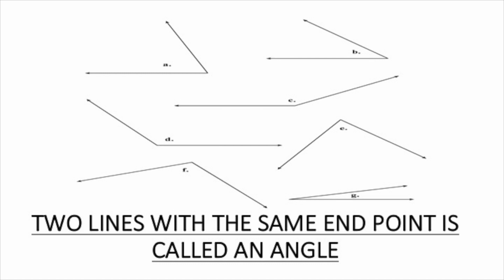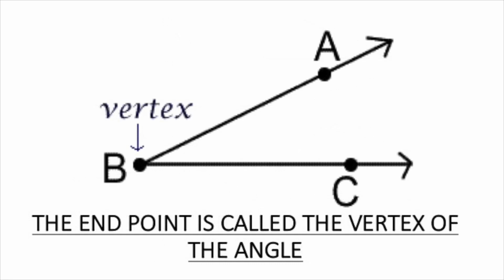Two lines with the same endpoint is called an angle. Yes, remember, two lines, as long as they meet at one point, which is an endpoint, an angle is created. The endpoint is called the vertex of the angle. Yes.